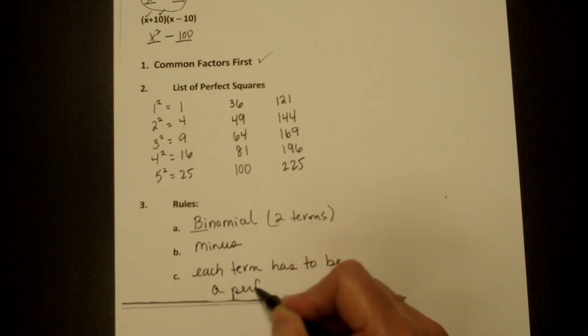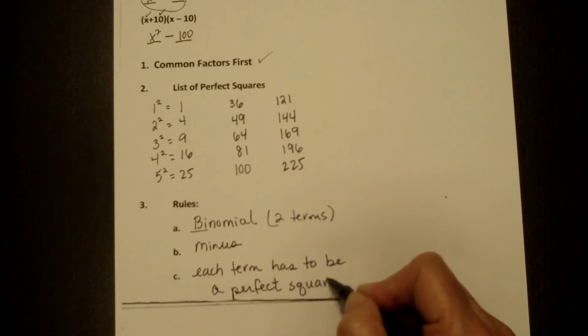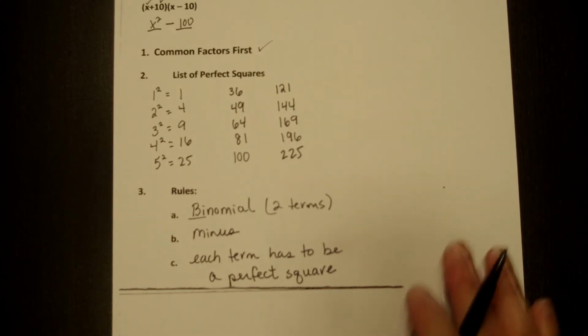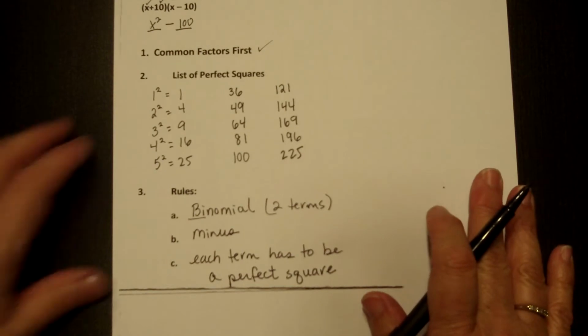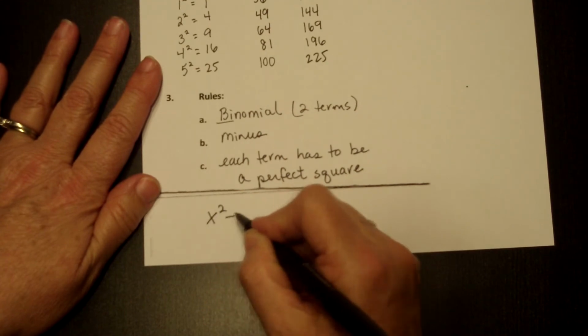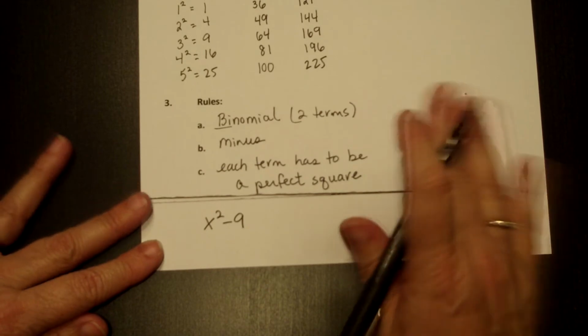And what is a perfect square again? It's one of those numbers that we just came up with. Okay, so each term has to be a perfect square. Okay, so let's start with the x squared minus 9 that we had a minute ago. I'm going to go over x squared minus 9 real quick, just to show you how we come up with x plus 3 and x minus 3.